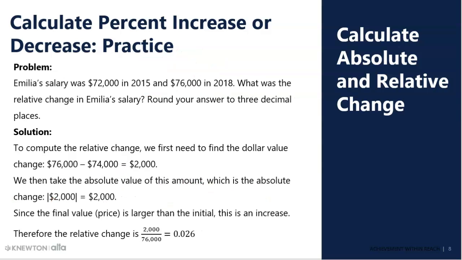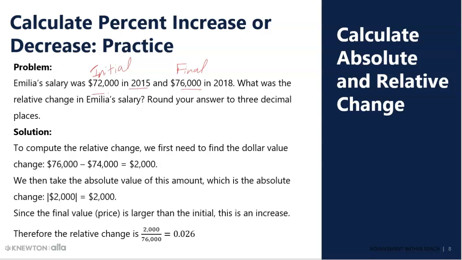All right, so here's another example. Amelia's salary was $72,000 in 2015 and $76,000 in 2018. So 2015 comes before 2018. What was the relative change? So this is the final. It's a later year, and this is the initial. So if amounts are given to you associated with years, the latest year is the final. The beginning year is the initial.